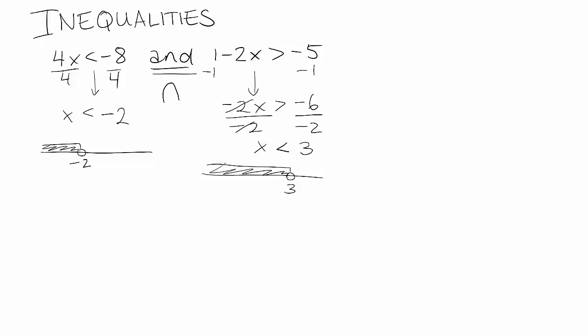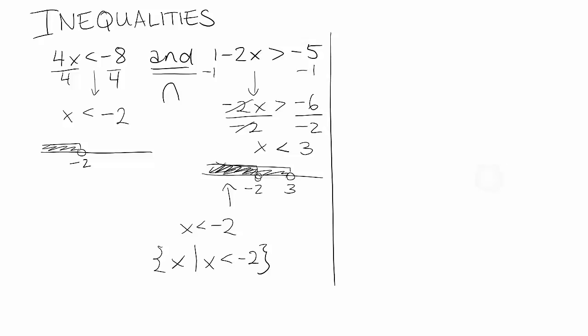So now what is the intersection of these two inequalities? Well, the common part is actually the less than -2, because that part is common. So the resulting answer would be x less than -2. Or you could write the set of all x's such that x's are less than -2.